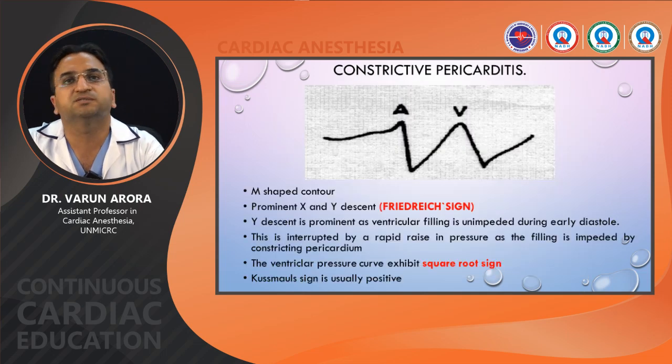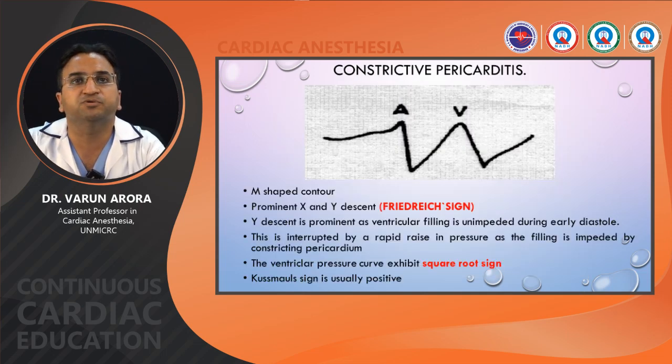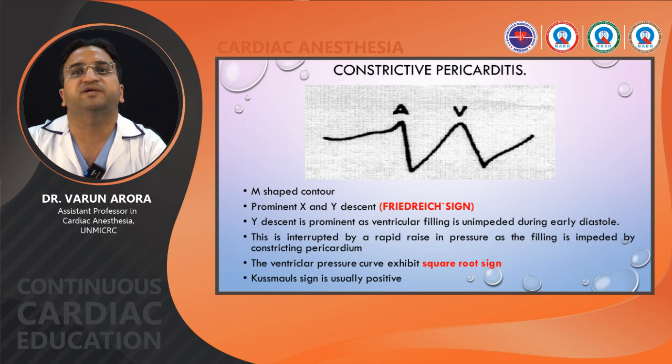So coming to the CP waveform, there is an M-shaped contour. There is a prominent X and Y descent, that is Friedreich's sign, and the Y descent is prominent as ventricular filling is unimpeded during early diastole. This is interrupted by a rapid increase in pressure as the filling is impeded by the constrictive pericardium. The ventricular pressure curve exhibits the square root sign, which we will discuss next. Kussmaul's sign is usually positive.